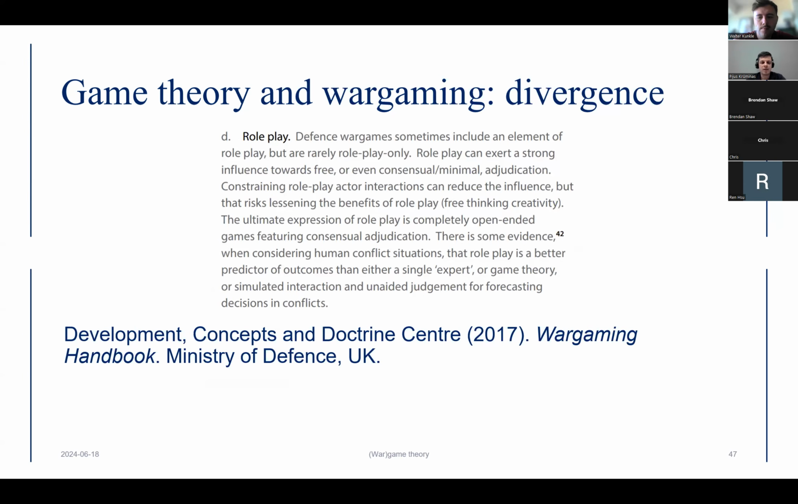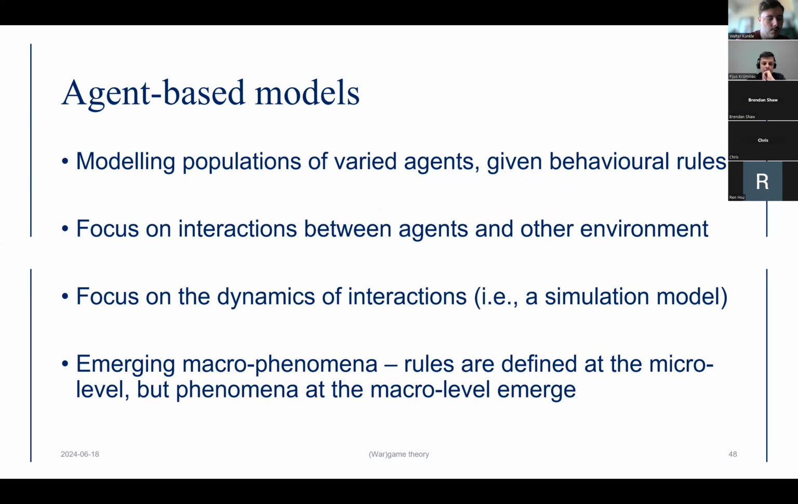Another divergence, and that's from the Wargaming Handbook from the UK's Ministry of Defence, is they argue for the use of roleplay and wargaming by saying that there have been experiments and there's some evidence that when considering conflict situations, roleplay is a better predictor of outcomes than expertise or actually trying to solve situations with game theory, and that includes the reference to the whole paper. I just wanted in this case to focus on the doctrine document as opposed to an academic paper.